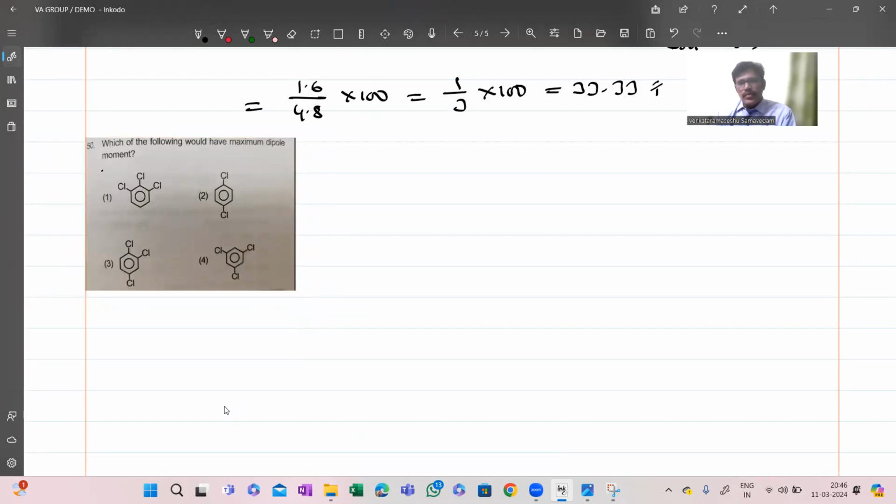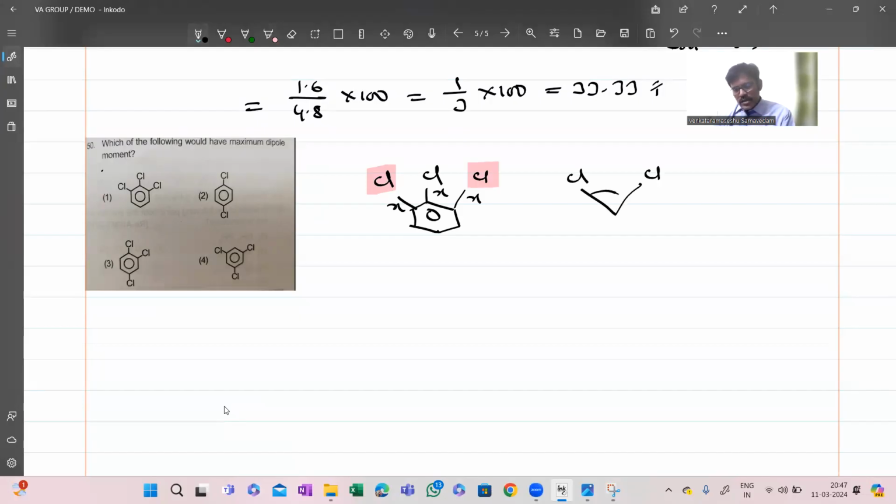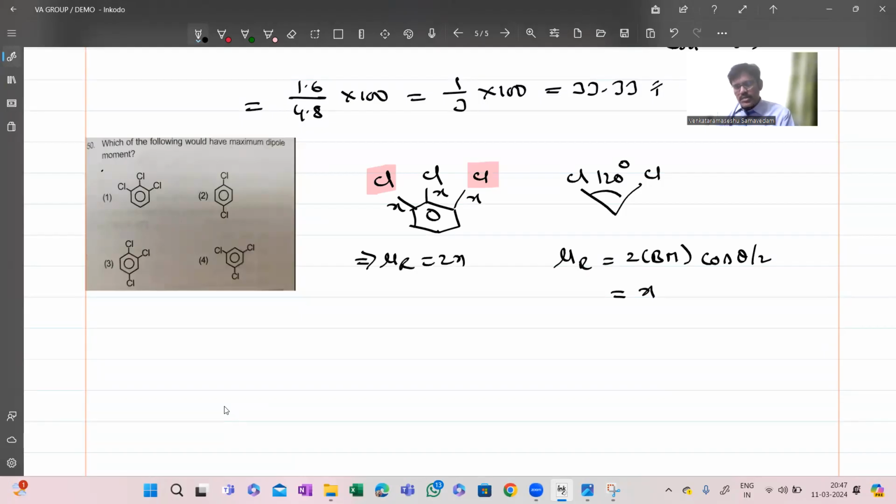In the first molecule, all chlorine atoms are in the same direction. If it is X, with respect to these two chlorine atoms, the angle between chlorine and chlorine is 120. Already we calculated mu resultant, which is equal to 2 into bond moment into cos theta by 2. Then what we got? X. Therefore, for this molecule, mu resultant is equal to 2x.